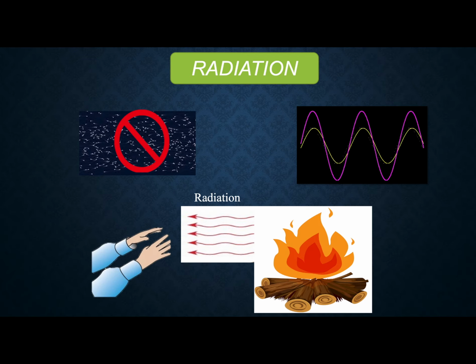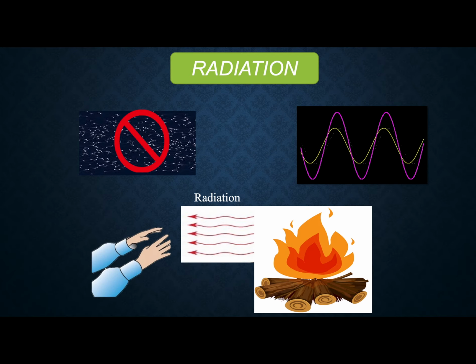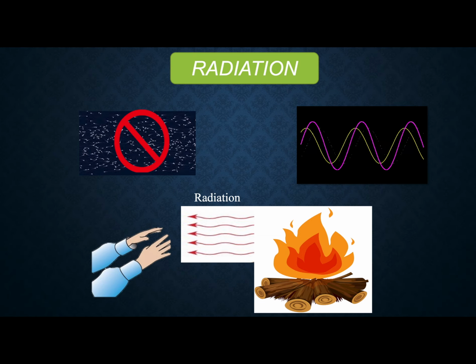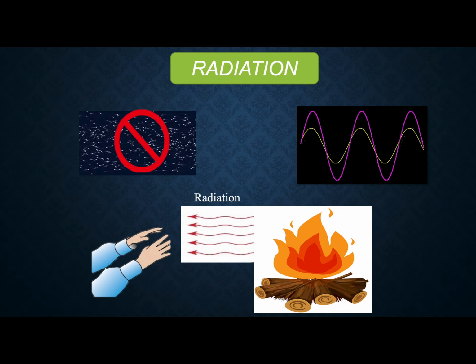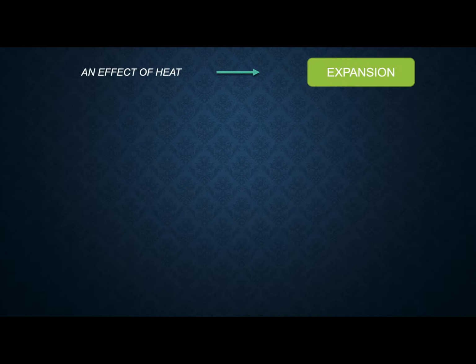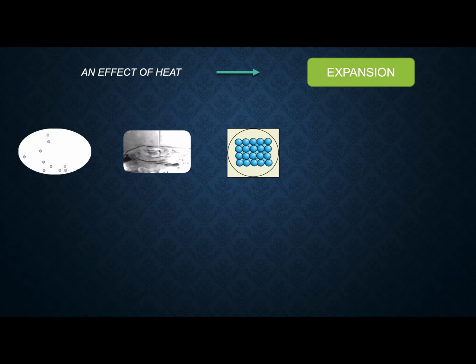If you see here in this picture, the firebox will heat up due to conduction. The air above the fire will heat up also due to convection, and then you can warm your hands near the flames due to the radiant heat energy. Now, before I sign out, let's look at an effect of heat, which is expansion. When gases, liquids, and solids are heated, they expand, and this is a result of the particles moving very fast.